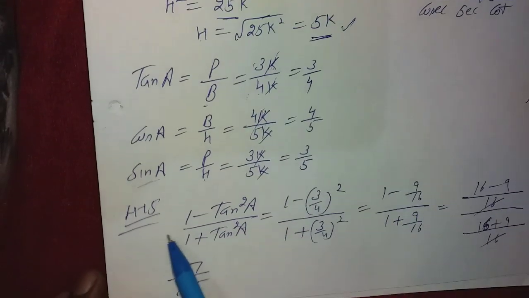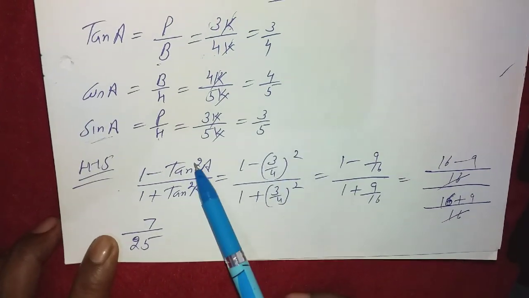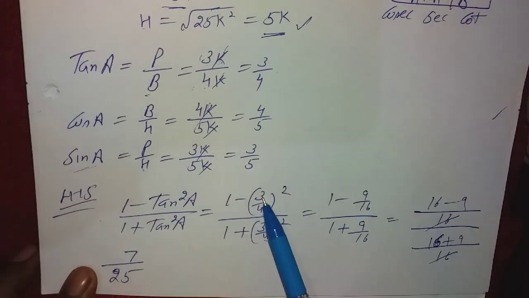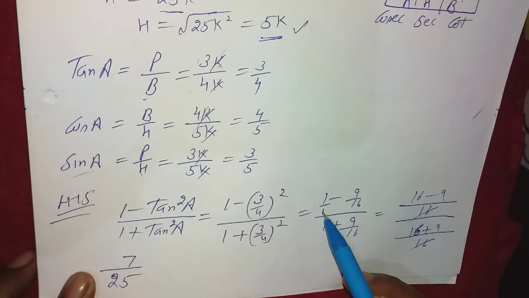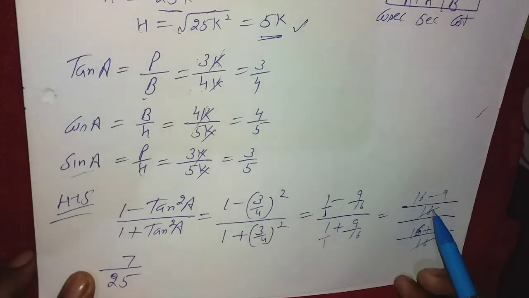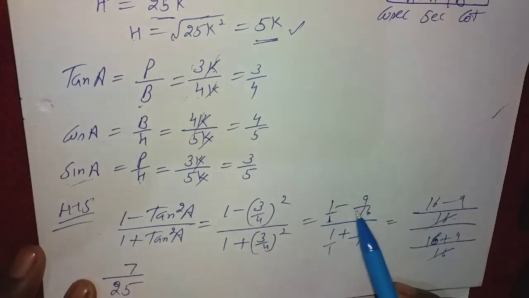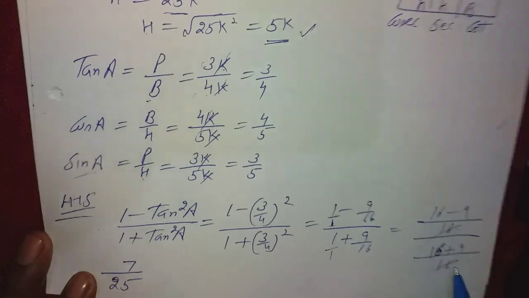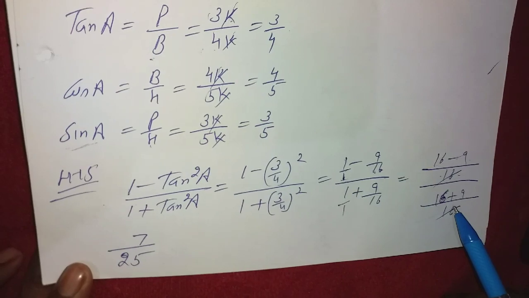So start from the left part. 1 minus tan square upon 1 plus tan square. The value of tan is 3 by 4. Put here and here. So square of this is 9 by 16, here also 9 by 16. Again you will take the LCM here, which is 16. Taking LCM is very easy. Product of the denominator part and then cross multiply. 16 minus 9. Here same again. 16 cancels with 16. So left 16 minus 9 is 7. 16 plus 9 is 25.